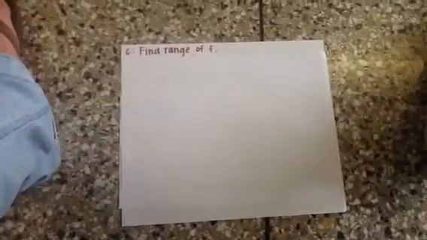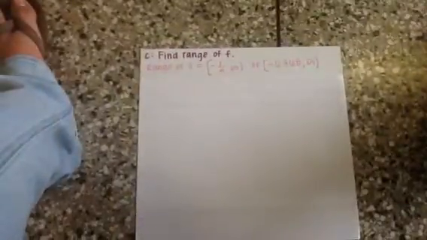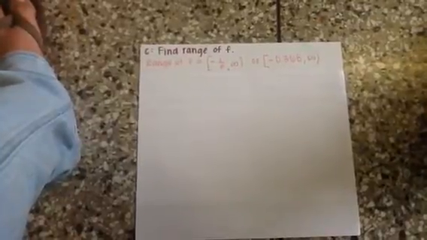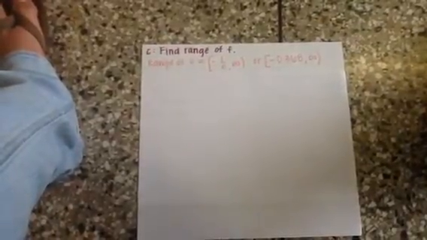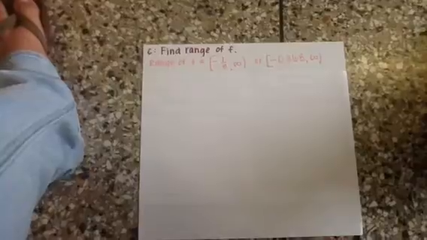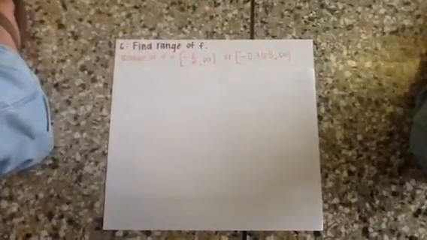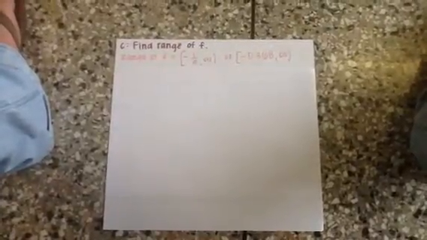Part C. Find the range of f. You find the range of f by using your critical points and finding where it goes to infinity. So your range of f is negative 1 over e in brackets, comma, infinity. Or you can say negative 0.368 in brackets, comma, infinity in decimal form.